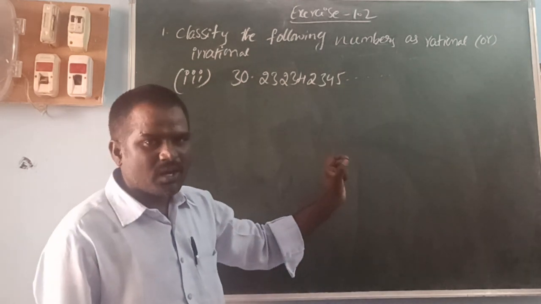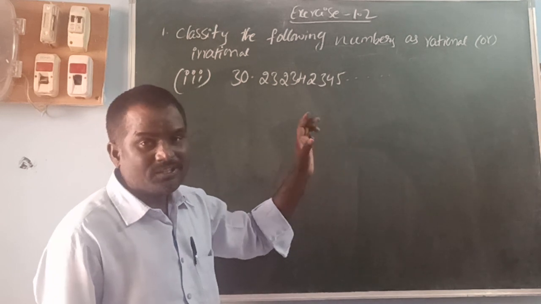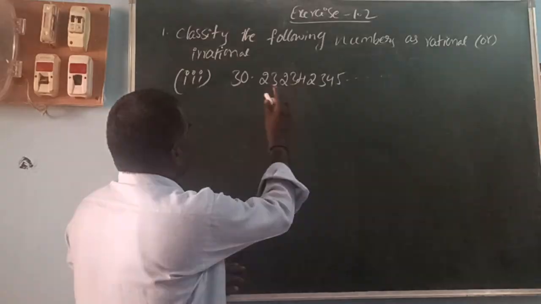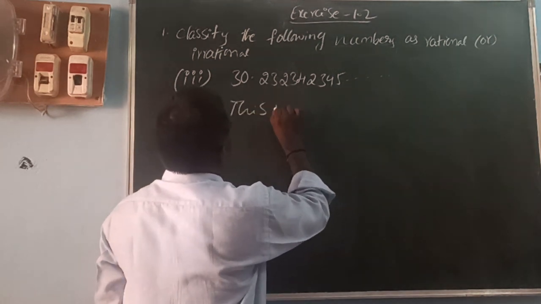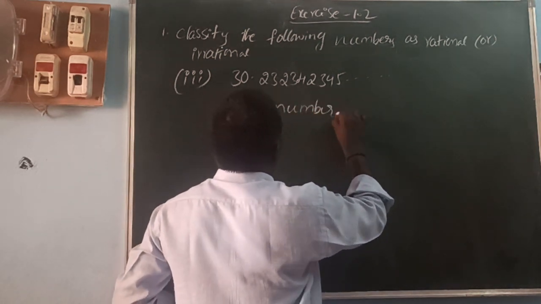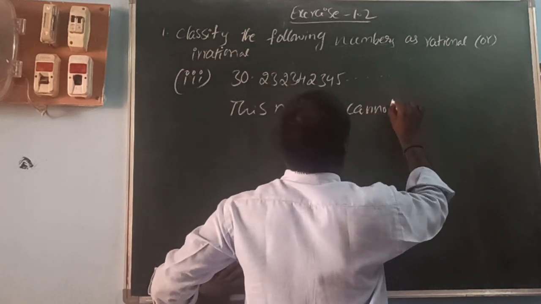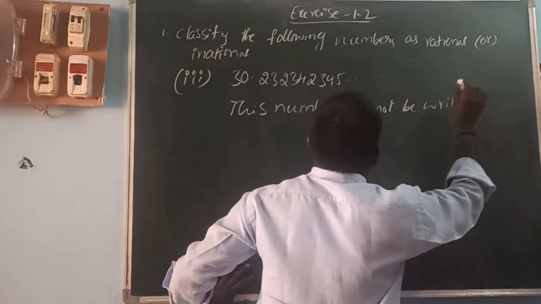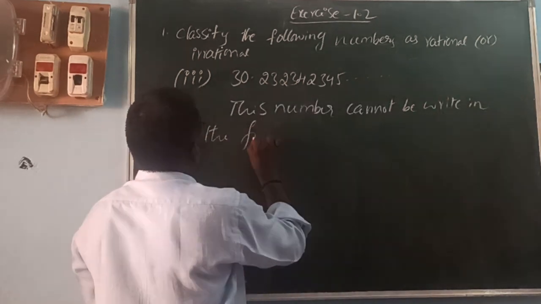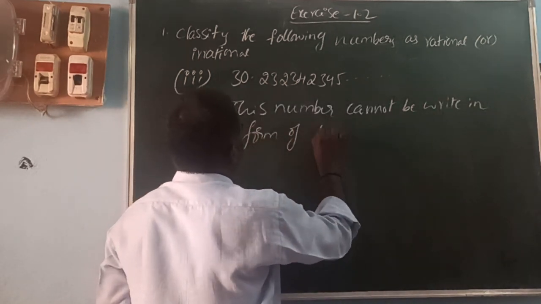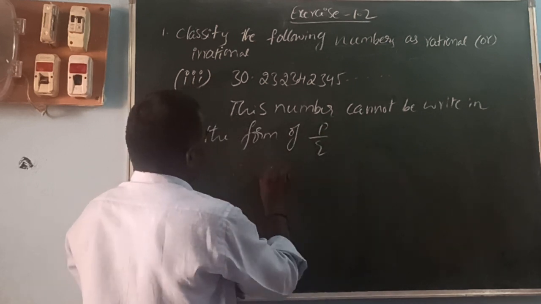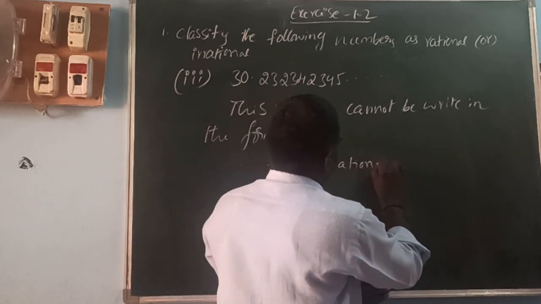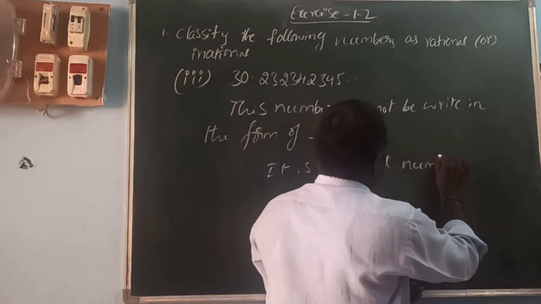Okay, period means what? Which digits continually repeat. Here there is no digit that continually repeats. Okay, so here this number cannot be written in the form of p by q. So therefore it is an irrational number.